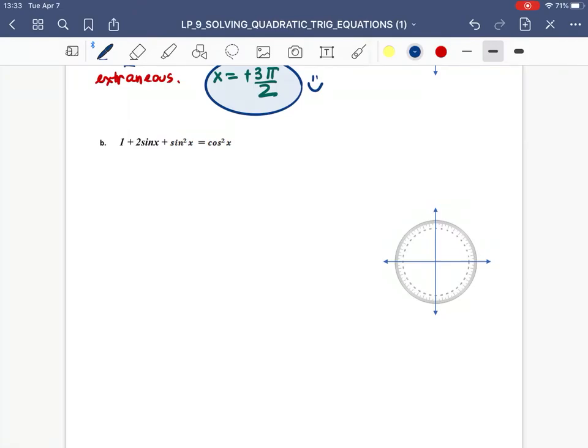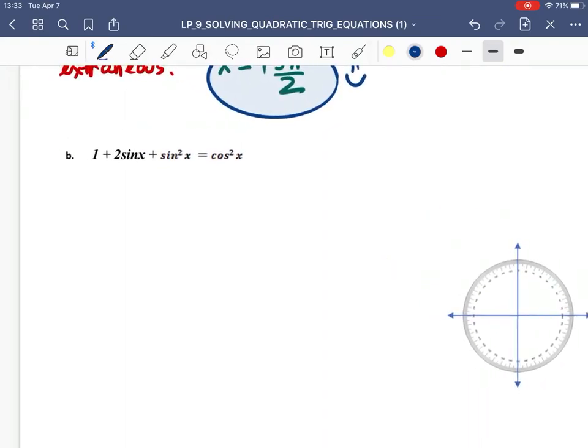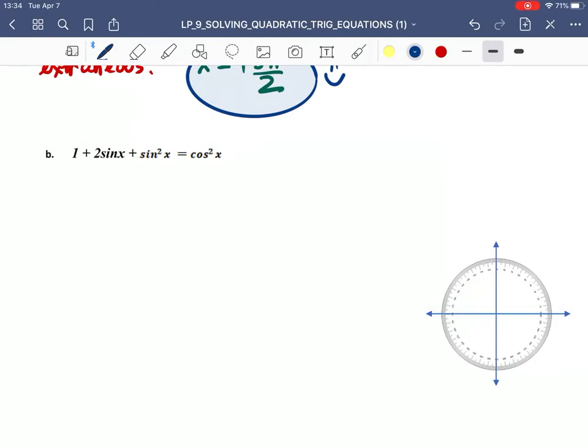1 plus 2 sine x plus sine squared x equals cosine squared x. So one thing that we've mentioned in the past, we'll recall again, is that when we are solving an equation, we have to have the same variable throughout the equation. So here we have number 1. We're okay with 1. We have the term 2 sine x. And then we have sine squared x. So we have the same variable, sine of x, so far, right? Sine of x to the power of 2.